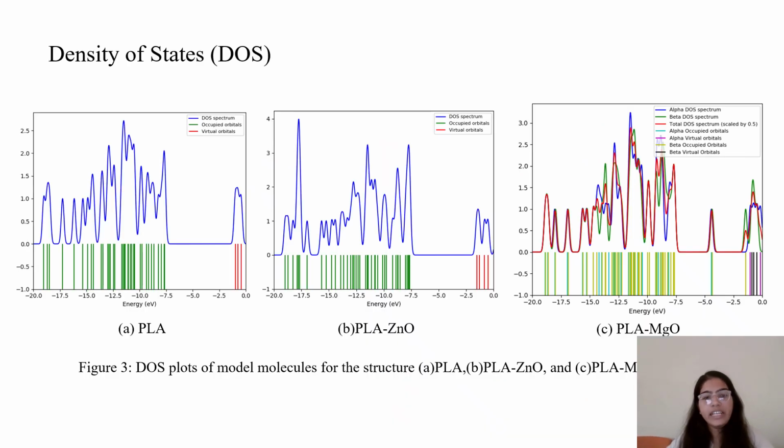Density of states, DOS. The density of states plot helps us visualize how energy levels are distributed in each system. In pure PLA, the DOS is compact and clustered, indicating high stability and less reactivity. But when ZnO or MgO is incorporated, these peaks become broader and more spread out, showing higher density of available energy states. This confirms that the modified systems are more electronically active and may show improved catalytic or sensing behavior.